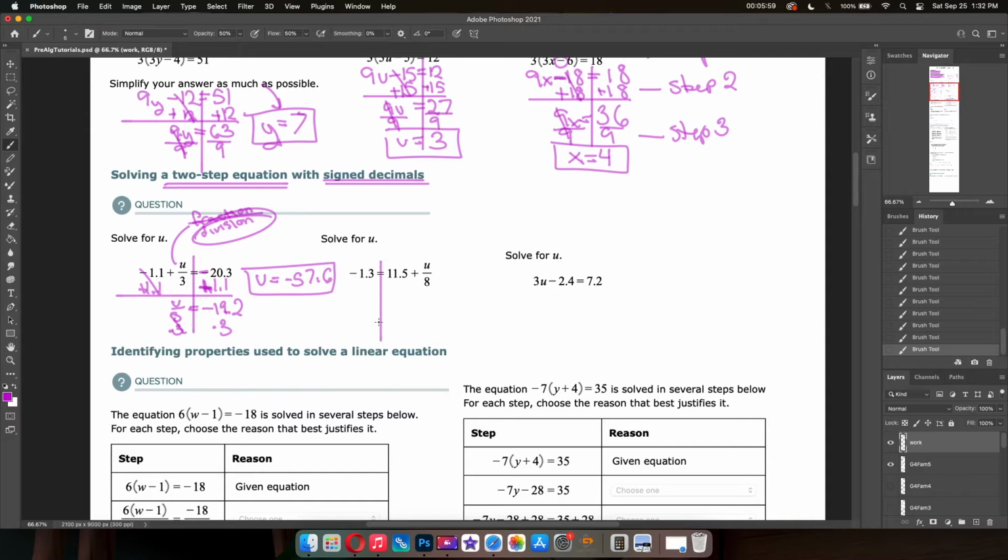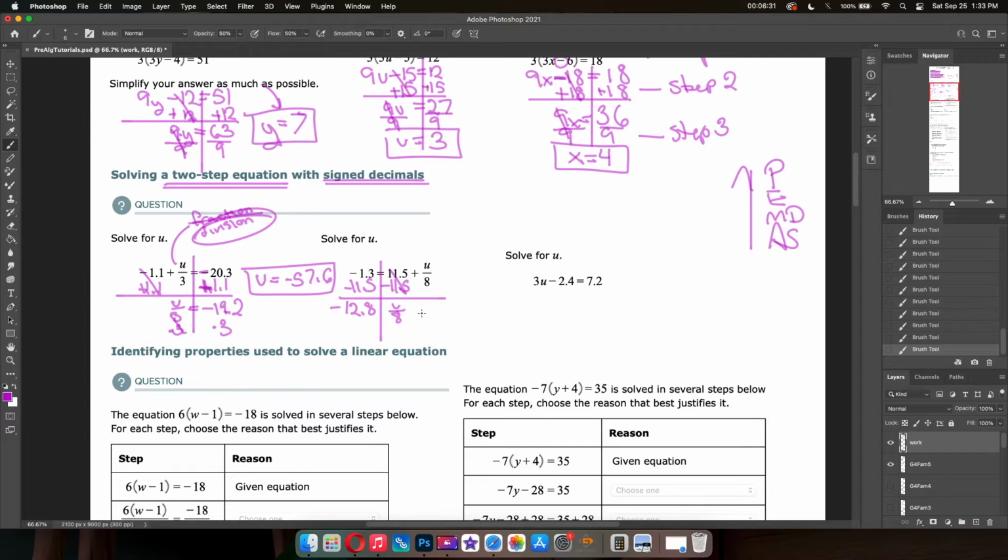Next one. All right, so again, we're doing our PEMDAS in reverse. We're going in reverse, so we undo our addition and subtraction first. This 11.5 here is positive, so we undo that. The opposite of a positive is a negative, so we're going to subtract 11.5, subtract 11.5. Now you'll notice that these are both negatives. Since it's the same sign, we're going to add them, which is going to be, of course, negative 12.8.